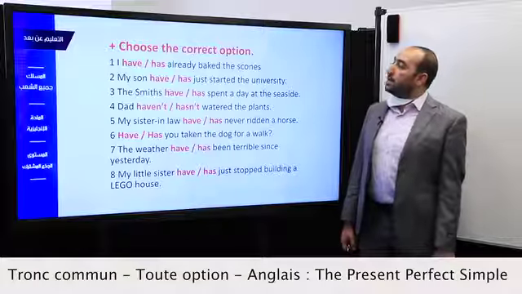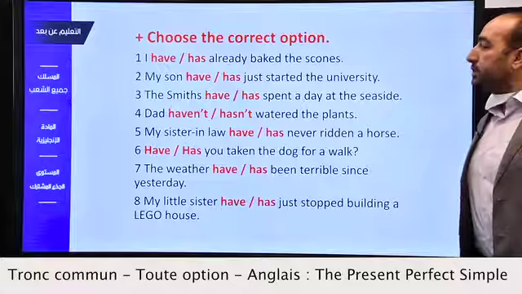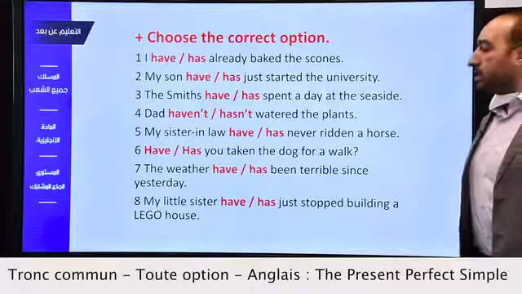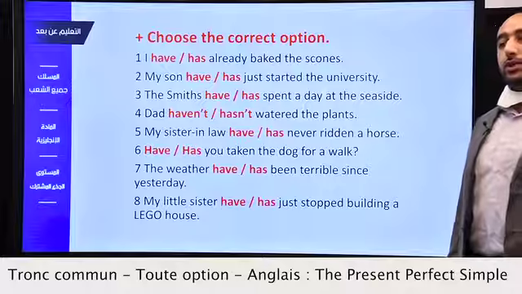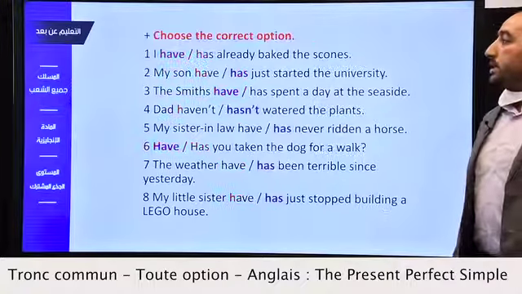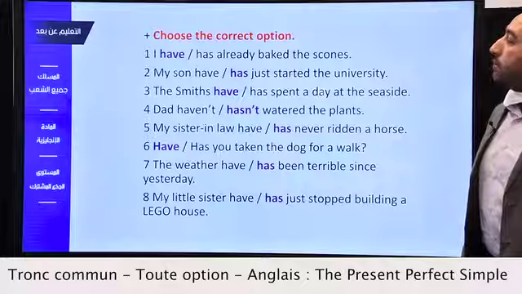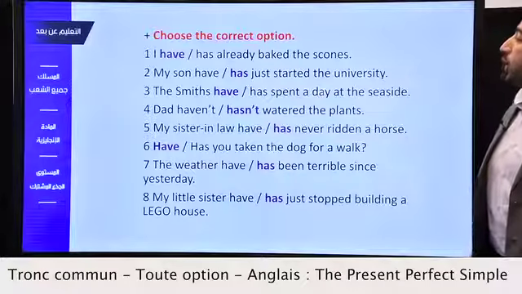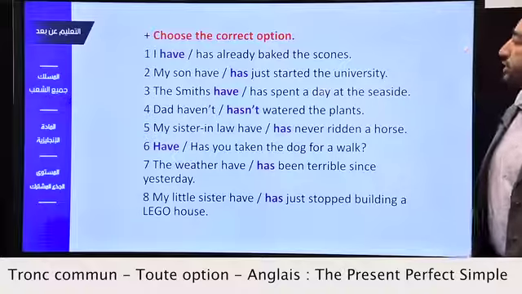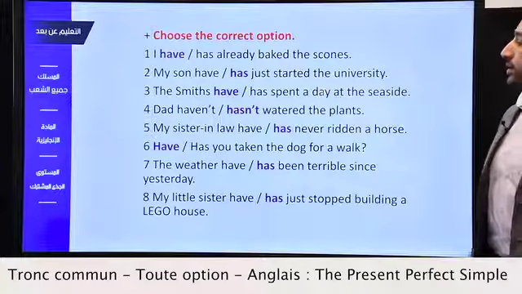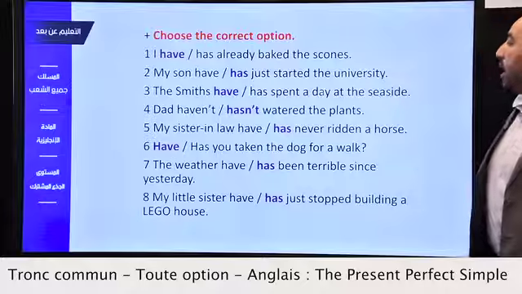Here is an exercise now to do. You're going to choose the correct answers between the auxiliaries. I'll give you some time to do it. You can stop the video till you do it. So the answers are, the first one, I have already baked the scones. Second one, my son has just started university. Third one, the Smiths have spent a day at the seaside.